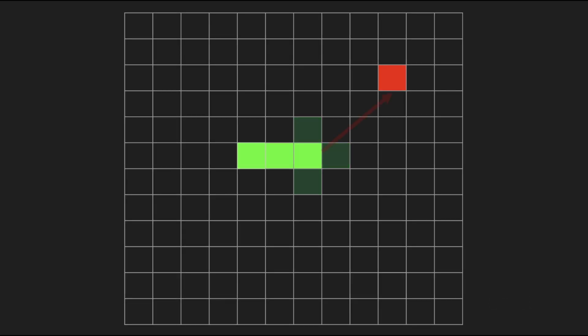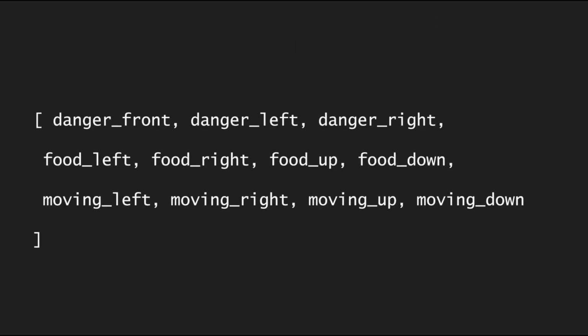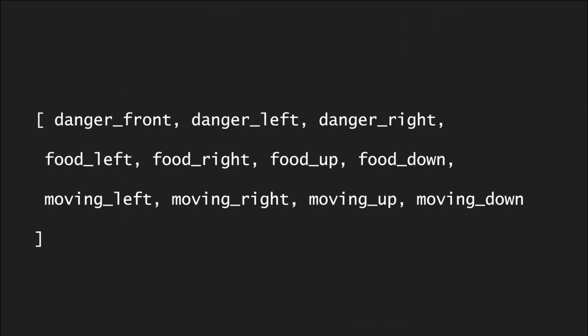Then the next question is where the food is relative to the snake, and also what direction the snake is already moving in. In the end, we take all that information we just gathered and turn it into a set of values, which is what the snake actually sees. There's no grid, no graphics, it only sees numbers.